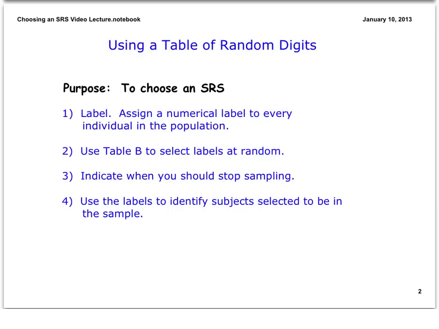So there are 4 steps we want to take. First, we want to make sure we label every individual in the population. We use as few digits as possible, but we have to make sure that each individual has the same number of digits as a representative label. Then we use Table B to select these labels at random. We'll go into that in detail. We want to make sure that we talk about when we should stop sampling, and that's usually when I get however many individuals I'm looking for. And then lastly, after I've chosen those numbers from the table, I go back and use those labels to identify the specific subjects that should take part in the sample.